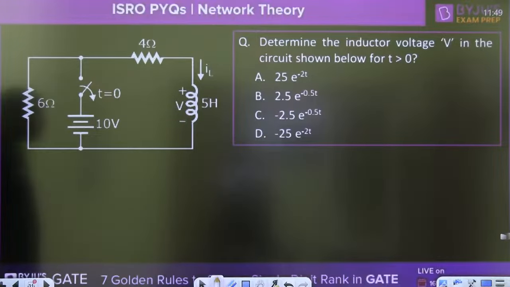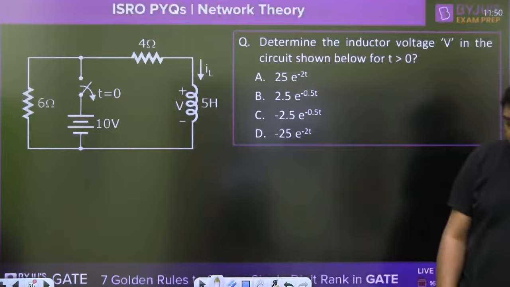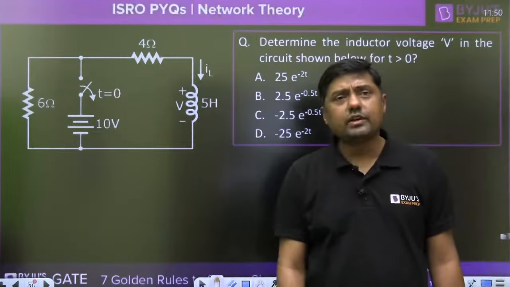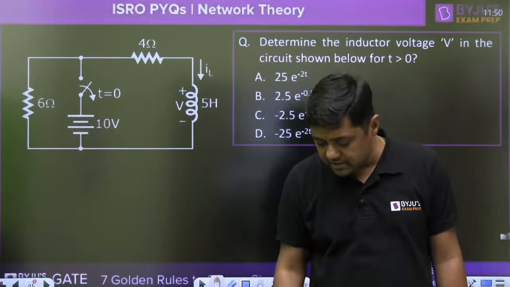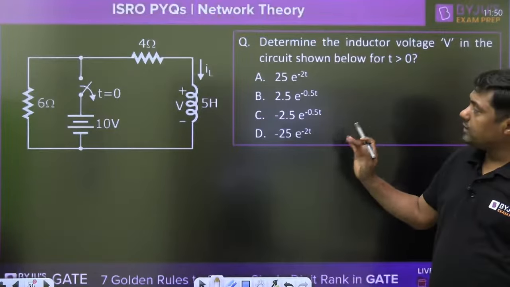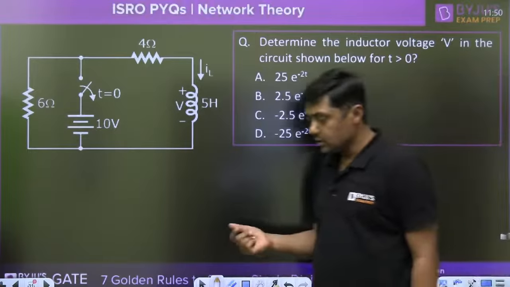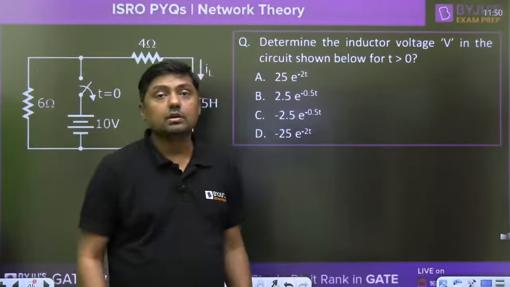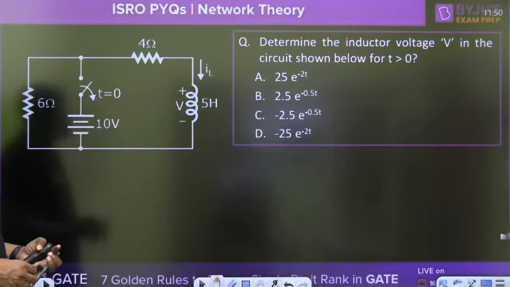Determine the inductor voltage V in the circuit below for t greater than 0. What is the voltage across the inductor? So what do you feel about the previous year question? Is it very tough or moderate level? Tell me. I can't say it is an easy one, but not so tough, right? Questions from the networks, questions on transients, basics of the network, and so on. Tell me. Rahul, please try to solve that question. That was a very important one.